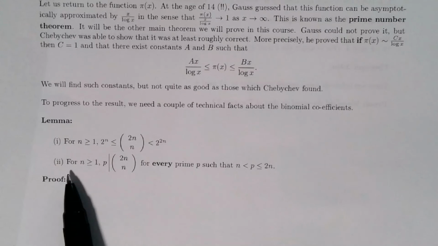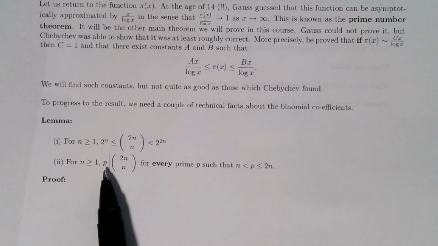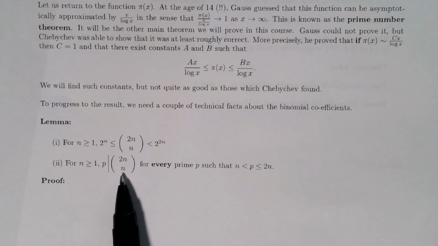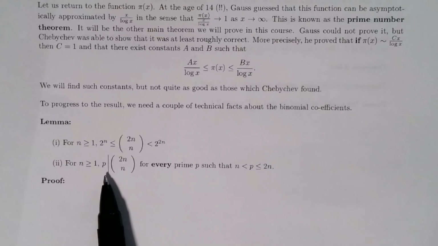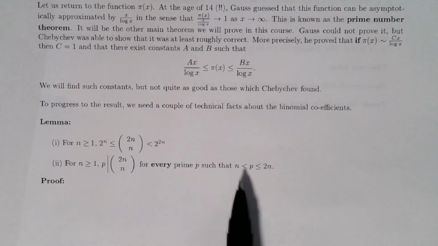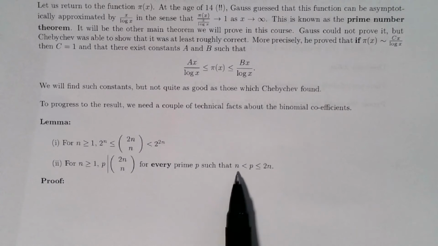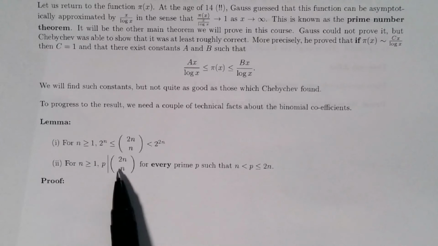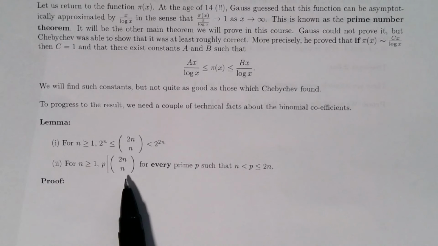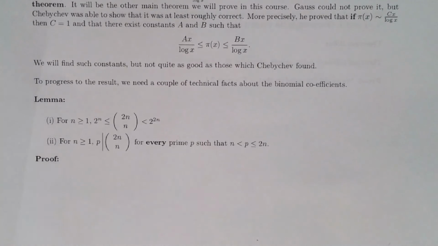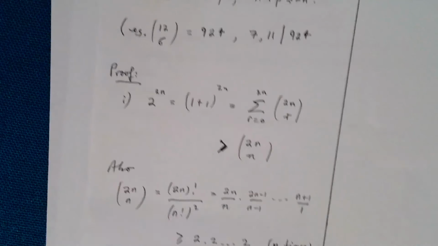The second result is that if you've got a prime between n and 2n, then it divides the binomial coefficient 2n choose n. So every prime between n and 2n is a factor of the binomial coefficient 2n choose n. So I'll just have a quick look at the little proofs of this.